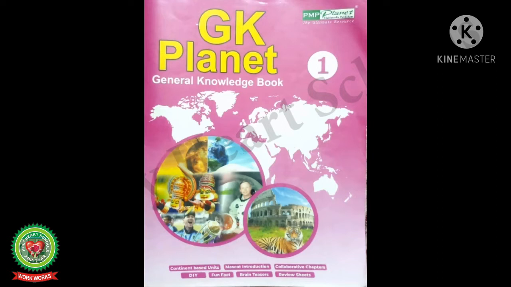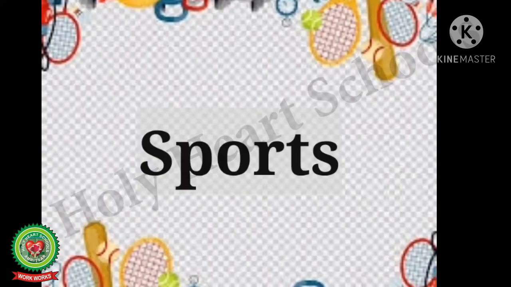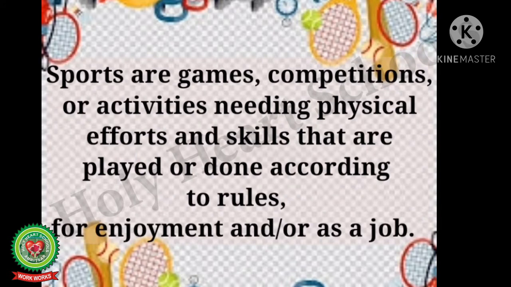Today from our book GK Planet, we will read lesson number 16, Name the Game on page number 25. The objective of this class is to learn about some famous games or sports, but before that, we should know what are sports. Kids, sports are games, competitions, or activities needing physical efforts and skills that are played or done according to rules for enjoyment and or as a job.